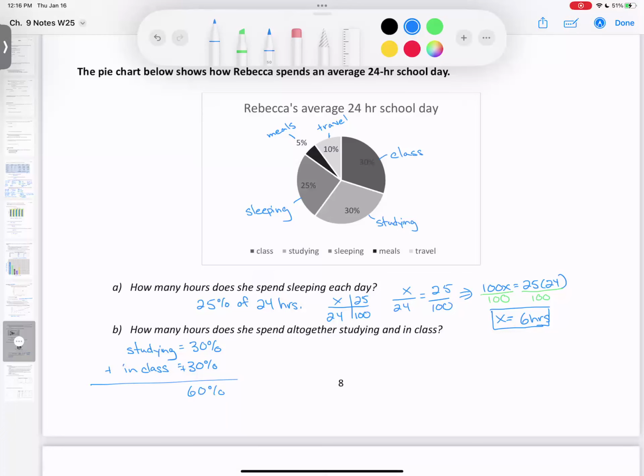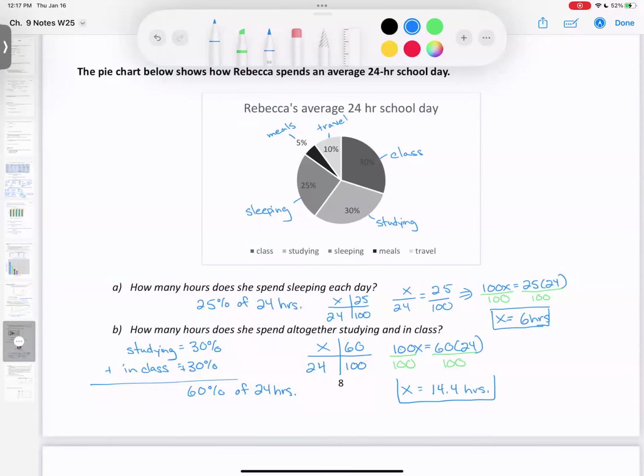Okay, so we have to figure out how many hours is 60% of a full day of 24 hours. So we'll do it using the same percent box. So we're looking for how many hours out of 24 is 60%. So our box will look like this. And then we can cross multiply to get 100x equals 60 times 24. And we're going to divide both sides by 100. And we get 14.4.